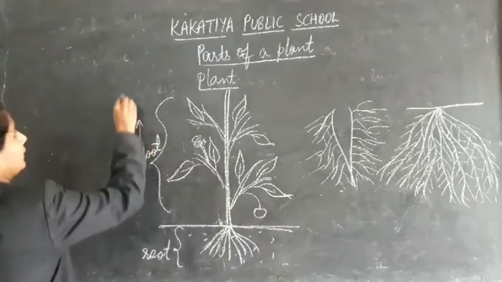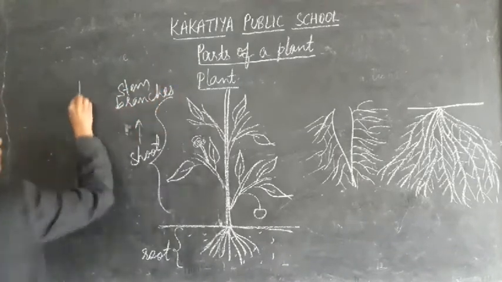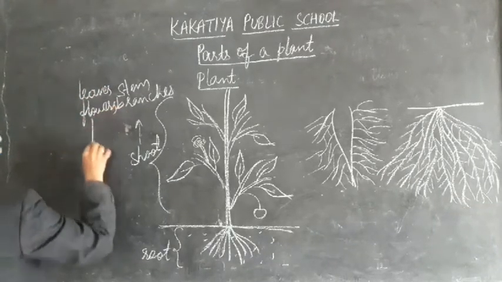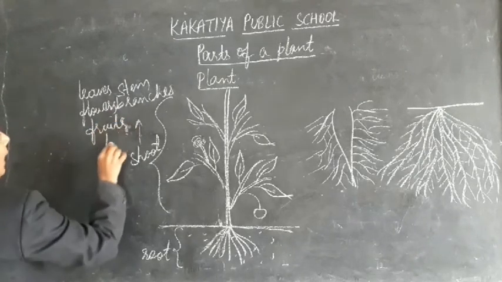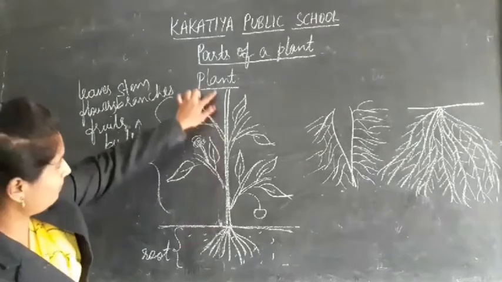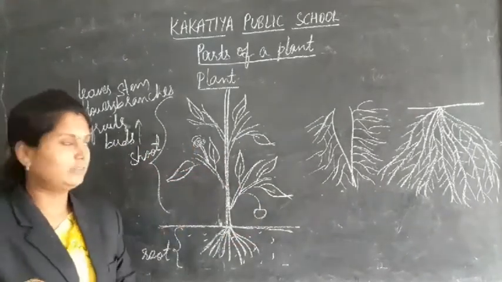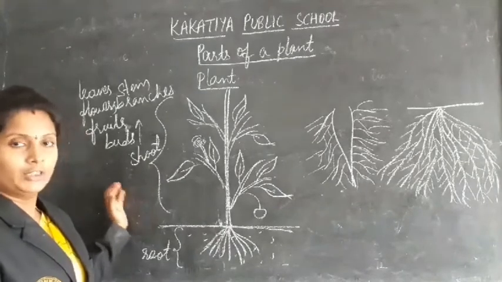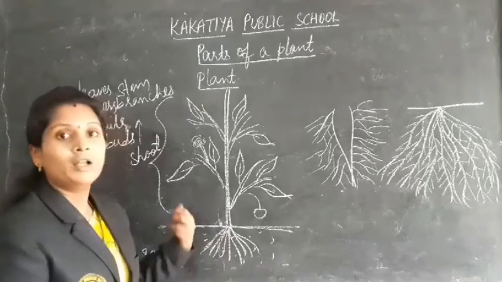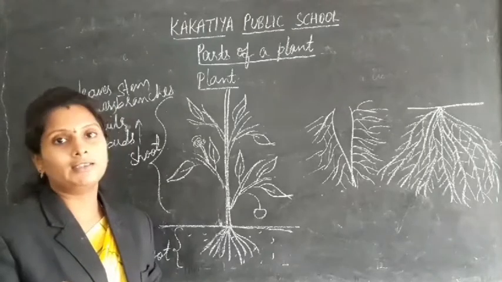The shoot contains stem, branches, leaves, flowers, fruits, buds, etc. Yes, we have the stem, branches, leaves, fruits, flowers, and also buds in the shoot. So now in our class we are going to discuss the detailed explanation of the root, stem, fruit, leaf, flower, seeds, etc.